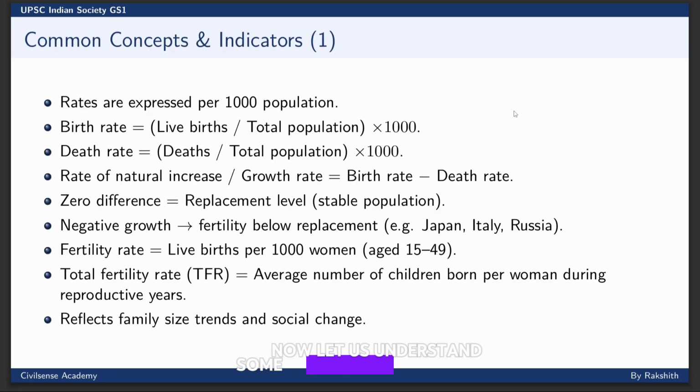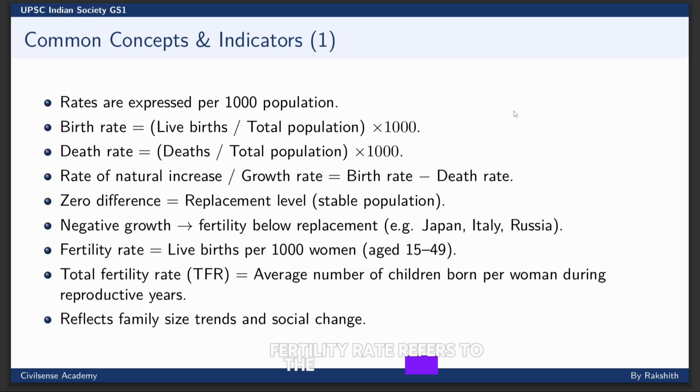Now let us understand some basic demographic terms. Birth rate refers to the number of live births per 1000 people in a year. Death rate refers to the number of deaths per 1000 people. The difference between the two gives us the rate of natural increase. When this difference becomes zero, population stabilizes; we call it replacement level. Some countries like Japan and Italy have even reached negative growth.